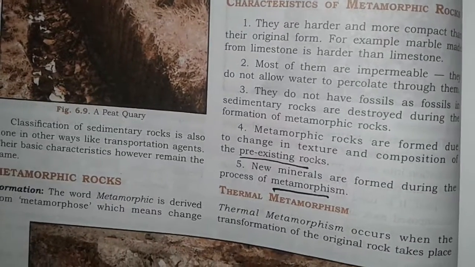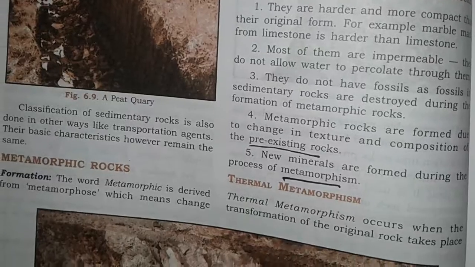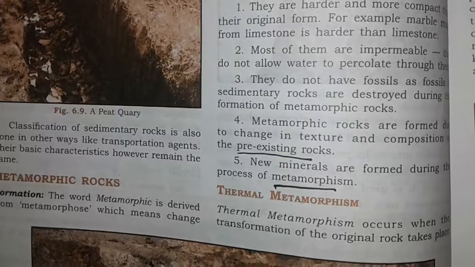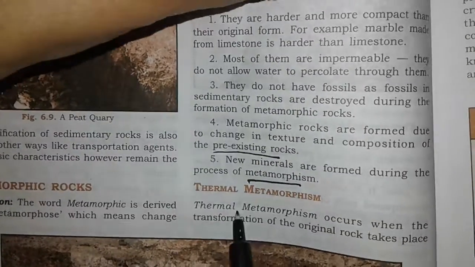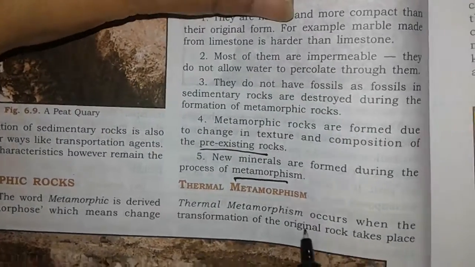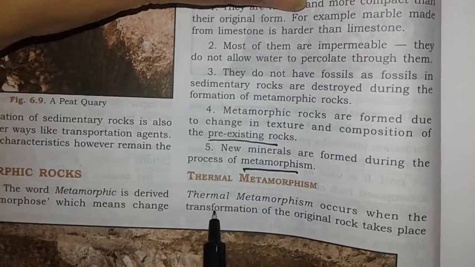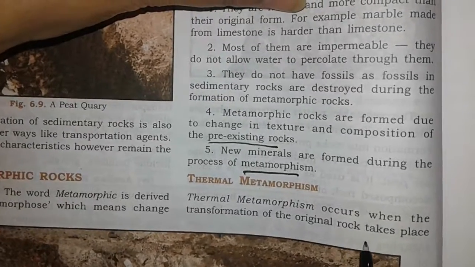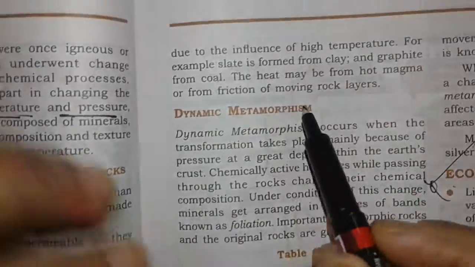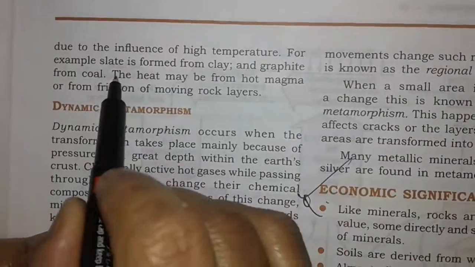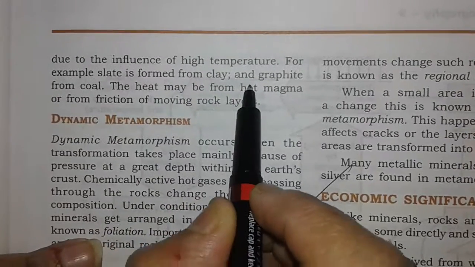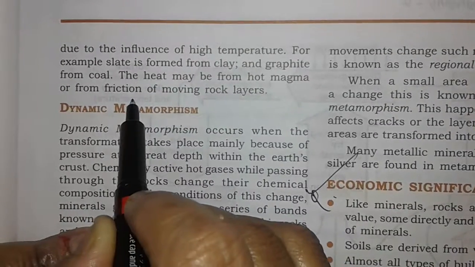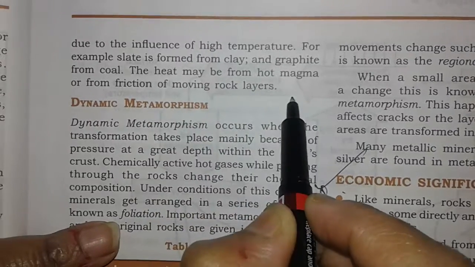There are different types of metamorphism. Mainly one is thermal and another is dynamic. Another specific one is the regional. Now we will discuss thermal metamorphism. Thermal means relating to temperature. Thermal metamorphism occurs when the transformation of the original rock takes place due to the influence of high temperature. For example, slate is formed from clay and graphite from coal. The heat may be from hot magma or from the friction of moving rock layers.